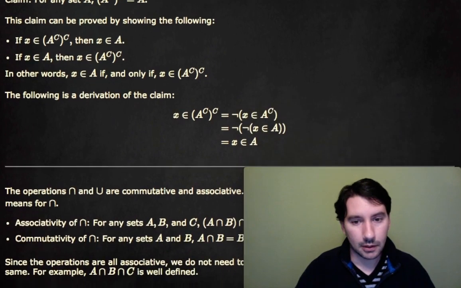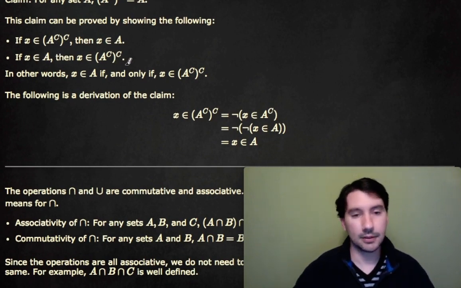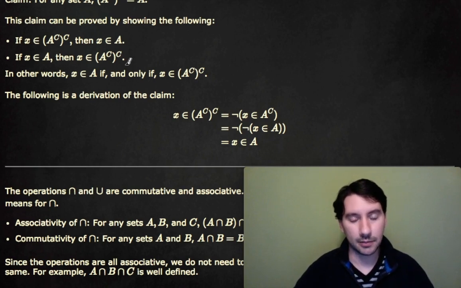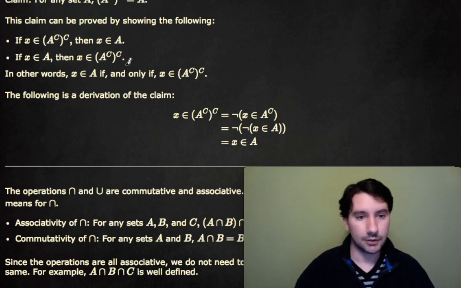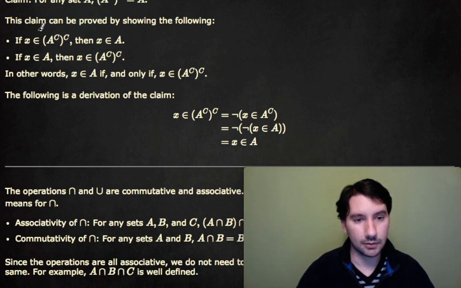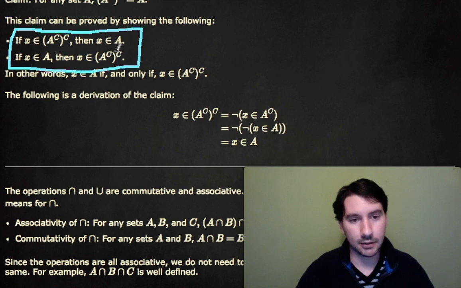So if X is an element in the complement of the complement of A, then X is in A, and if X is in A, then X is in the complement of the complement of A. That would mean that the complement of the complement of A equals A. So whenever we're doing a proof of sets like this, this is typically what we show, that if X is an element in one set, then it's in the other, and if it's in the other set, then it's in the first one.